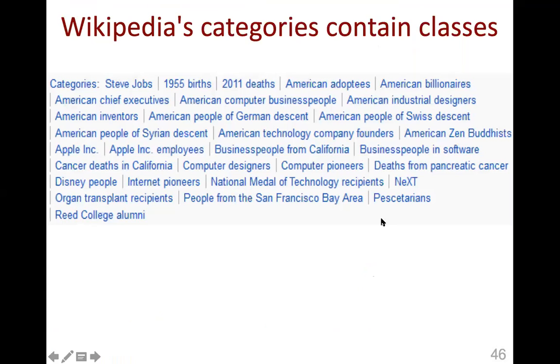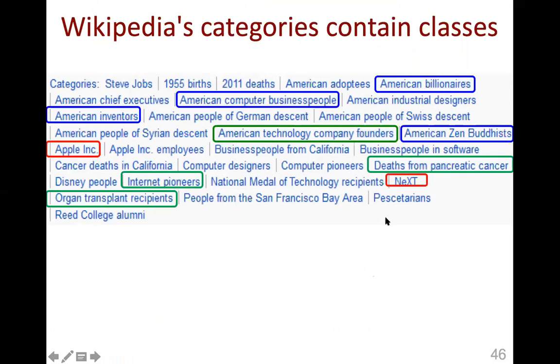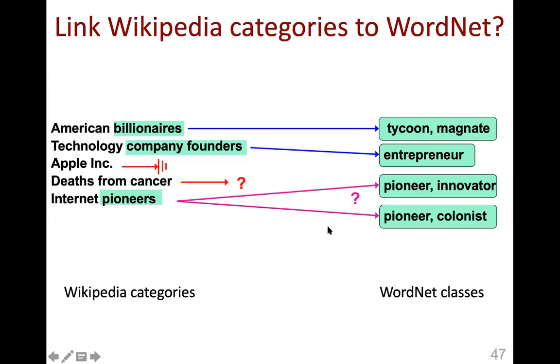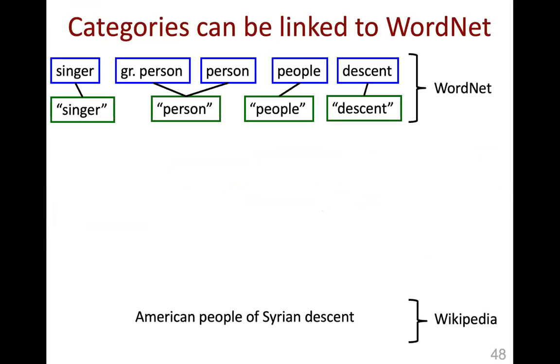So categories, Wikipedia's categories contain classes. Yeah, so you can see there's classes. And categories don't form a taxonomic hierarchy. So basically, it's a lot of entities, a lot of classes, but there's no taxonomy for Wikipedia. And this is considered to be a disadvantage because it's very hard for you to traverse to what each particular thing really means. So the idea is, okay, why don't we link these two together, WordNet classes and Wikipedia categories, to form a much more advanced knowledge hierarchy, knowledge base.